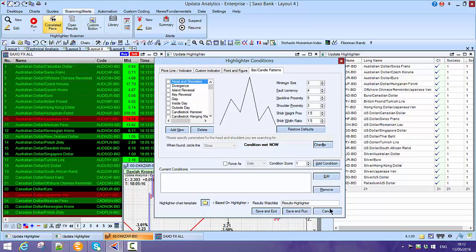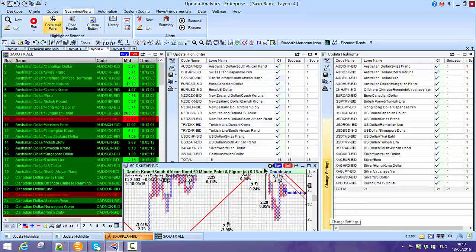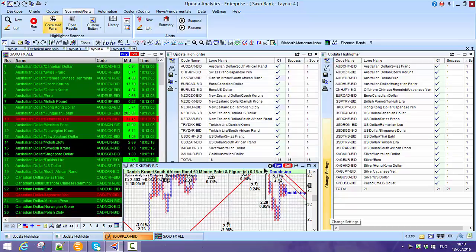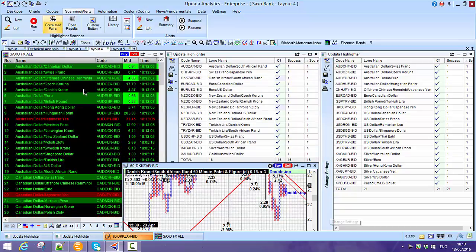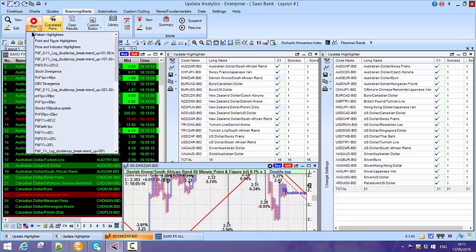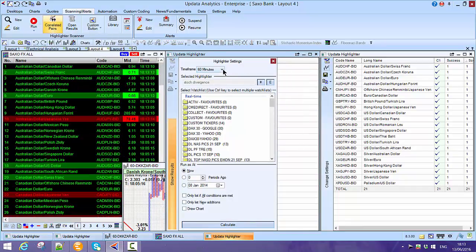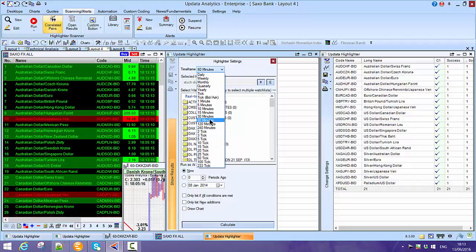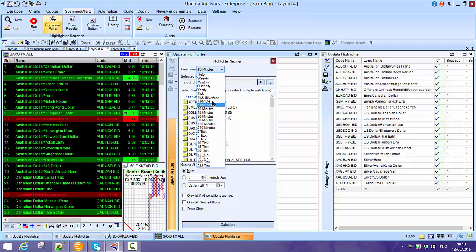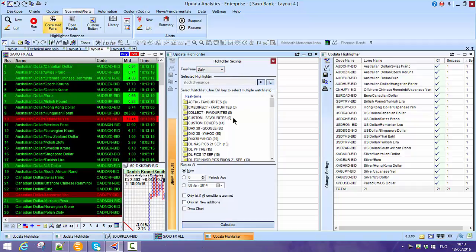So the great thing about this is that you're actually going through a large universe of instruments to find trading opportunities. And let's just run a quick one now. So we'll do one here on stochastic divergence. You can do this on any time frame you want. You can do it on tick data, 1 minute data, 5 minute data. Here we'll just do it quickly on daily data.